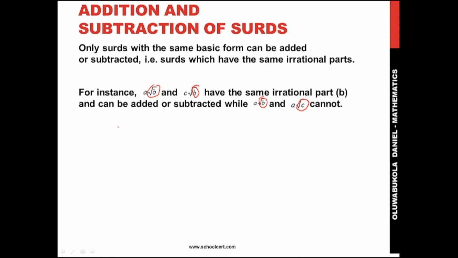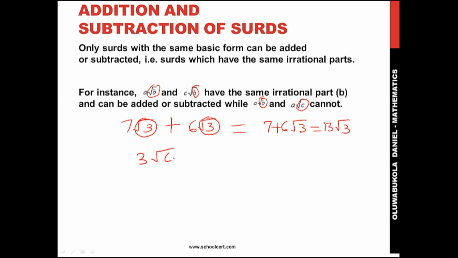So for instance, if you look at 7 root 3 and 6 root 3, they both have the same basic form, which is root 3, so they can be added as 7 plus 6 root 3, which is the same thing as 13 root 3. But just like in the second case, 3 root 6 plus 3 root 7 cannot be added directly. So that just illustrates what basic forms mean. We'll just go to some examples at this time.